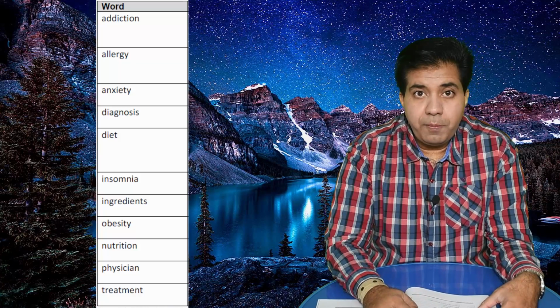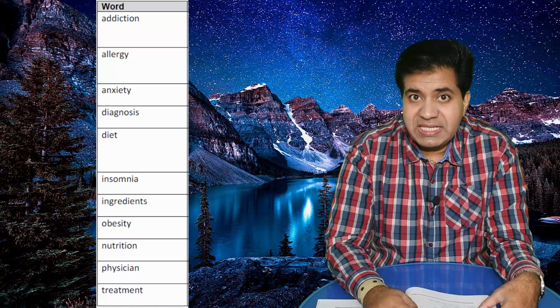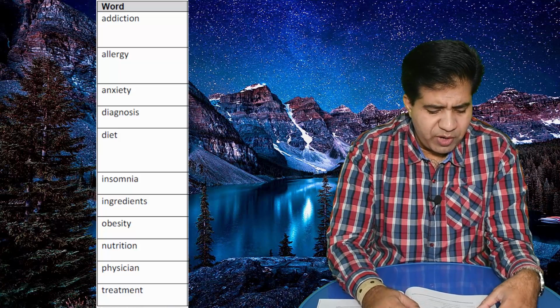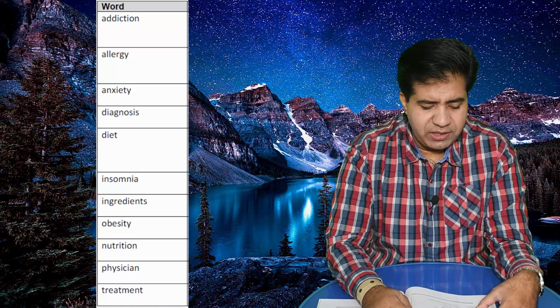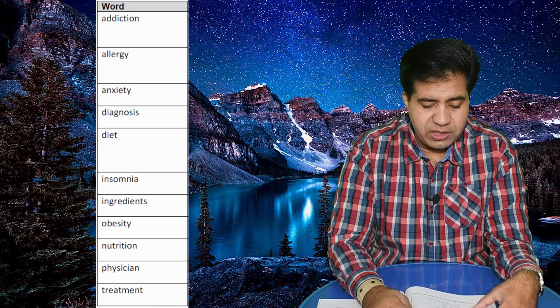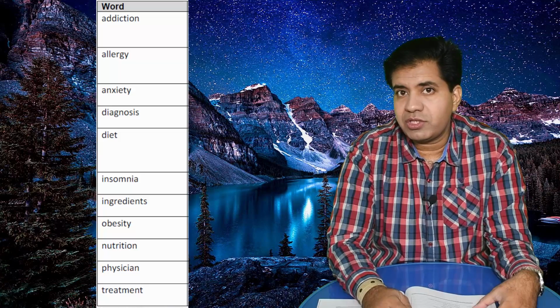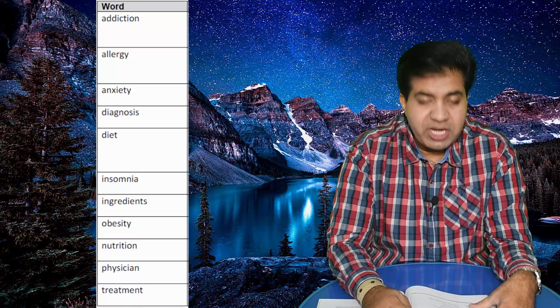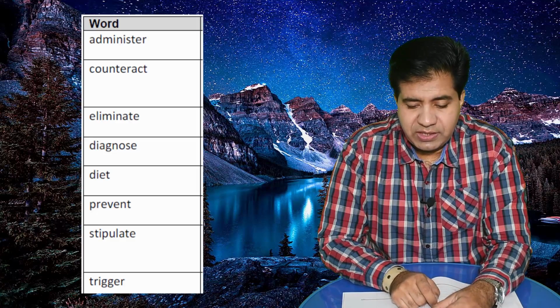Ingredients, obesity, both ways it's pronounced. Nutrition, nutrition is the health value of food. Physician, another word for doctor, doctor or physician. Treatment. Okay, now let's go on with some useful verbs, and the verbs are administer.